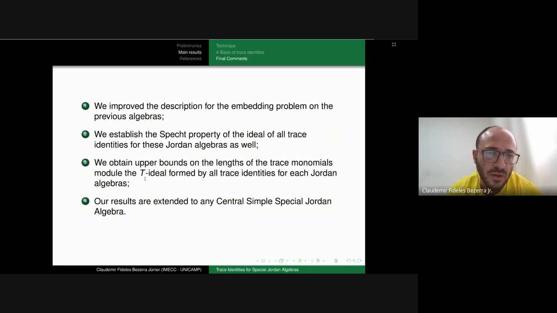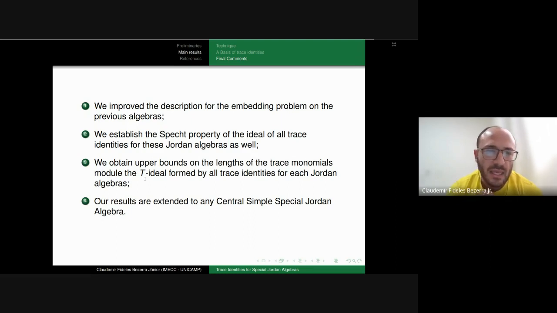Here, in this work, we established the spectral property of the ideal of trace identity for this Jordan algebra as well. Okay? In summary, we answered the question raised by Shestakov in 1982, when considering the special central simple Jordan algebras over a field of characteristic 0.